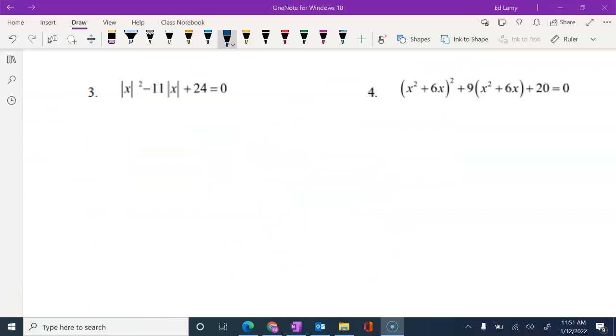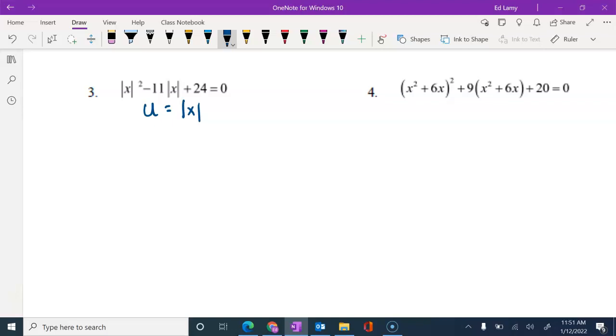Example number 3. We look again. There are 1, 2, 3 terms. And the degree of the variable in that middle term is 1, and the degree of the variable in the first term is a square. So that's double the middle term. It can be written in quadratic form. We'll do that u substitution. We'll let u equal the absolute value of x.